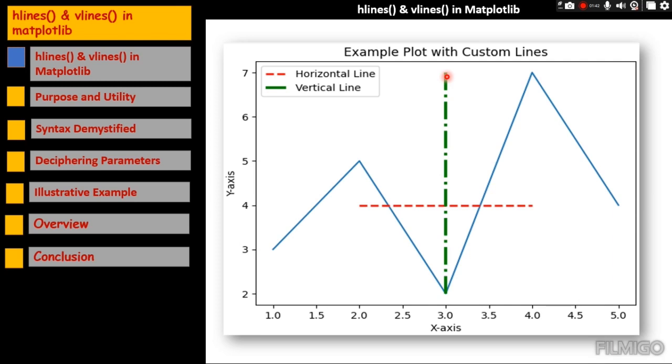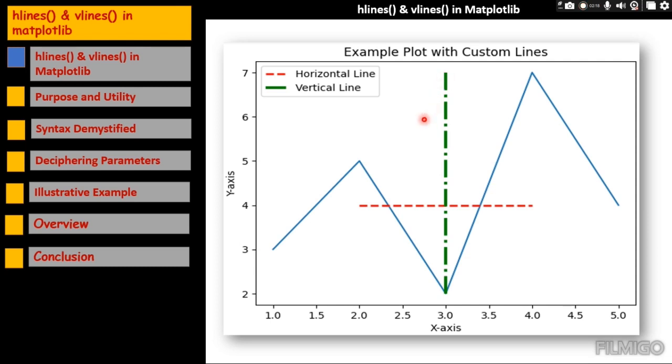Have you observed anything? In horizontal lines, y-coordinates remain the same and x-coordinates change. So we will have a horizontal line. And this horizontal line is plotted using the hlines function in the pyplot module in matplotlib. In vertical lines, the x-coordinate remains constant and y-coordinates change. Hence we will have a vertical line. And this vertical line can be plotted using the vlines function in the pyplot module in matplotlib.